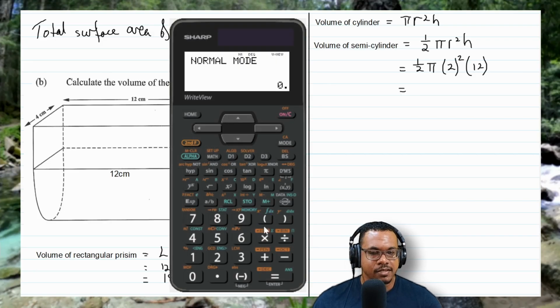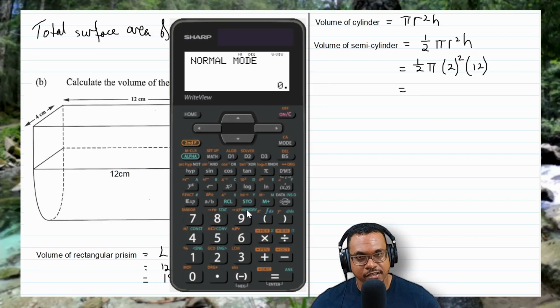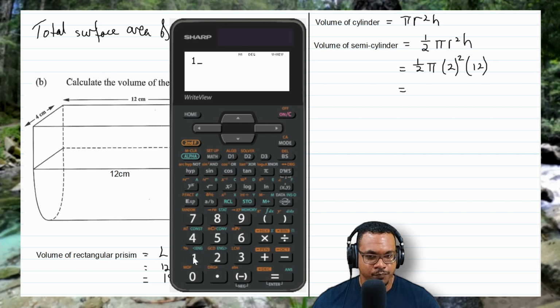All right, so if you go to the calculator, we can put in the half. You can use 0.5 for half, or use the fraction button and put a half. I use the fraction button here, so 1 over 2, so that's a half. Use the pi button for pi, and open brackets 2, close brackets squared, and then the 12. So open brackets 12, close brackets, just like that. And we get 24 pi.